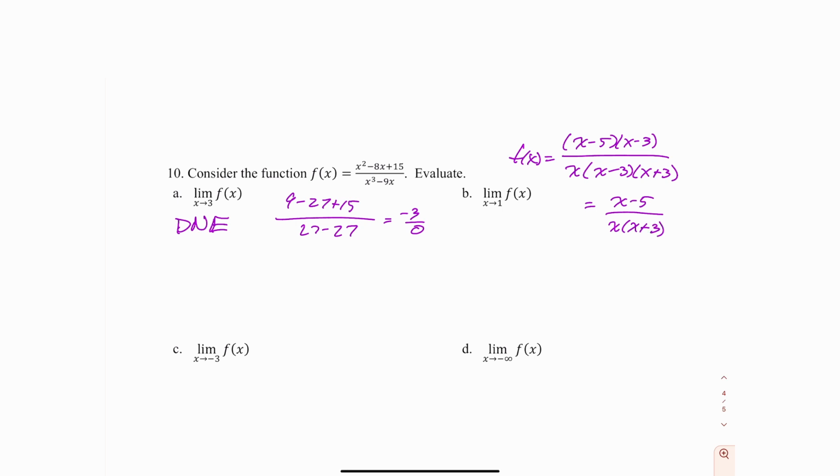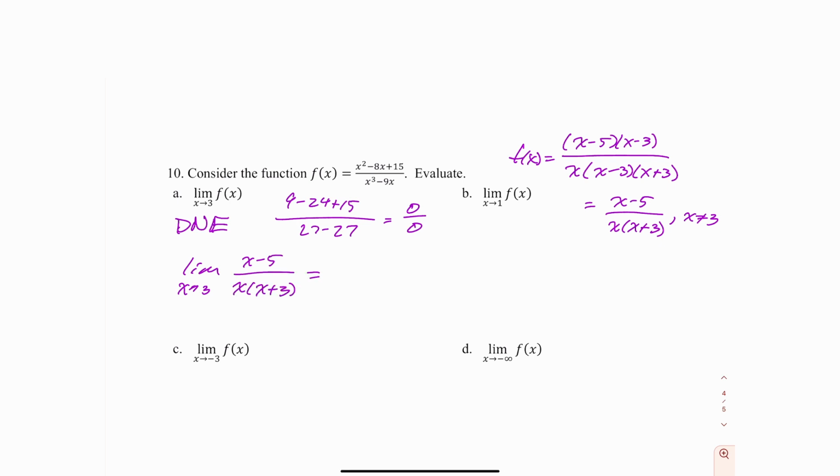So I definitely got that wrong. This is when x is not 3. So if I plug in 3, I get 9 minus 24. There we go, 9 minus 24 plus 15. This is 0 over 0. But now I know that I can actually do the limit as x approaches 3, because I've already done the simplification. It's this. There you go.